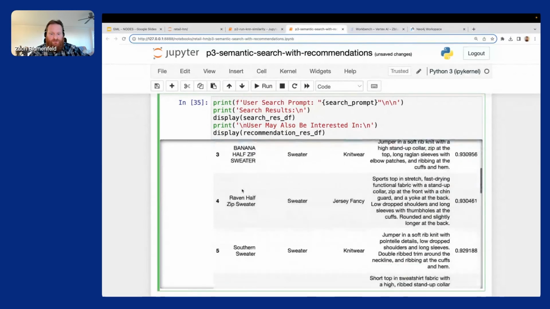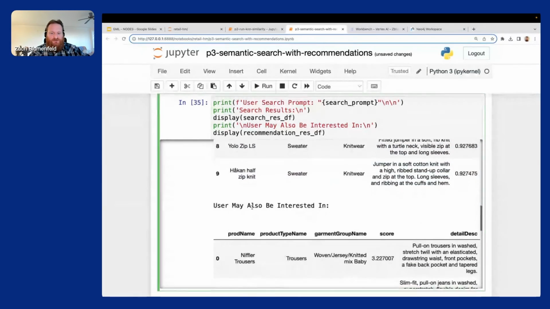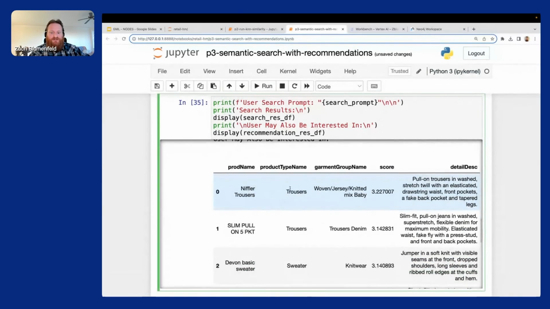it'll give me my search results, but then I can say user may also be interested in, and then it's going to give me things that go with that and some things that are similar. But see, like trousers, like knit trousers, might be something that someone might want to buy with the sweater, right? But semantically, it's not very similar to the original search. But because I've enriched my knowledge graph with machine learning, I'm now able to put in recommendations for things that are not necessarily exactly the same as what the user was looking for, but might go with them, right?